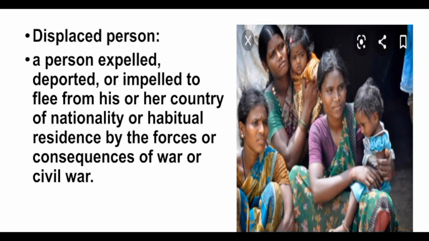The next word is displaced person. A person expelled, deported, or impelled to flee from his or her country of nationality or habitual residence by the forces or consequences of war or civil war. So, displaced person is a person who has to flee away from his country because he had fear of being killed in his country because of war or internal disturbance in the country, or we can say civil war.